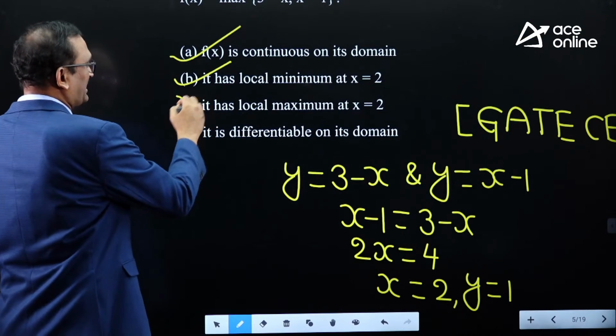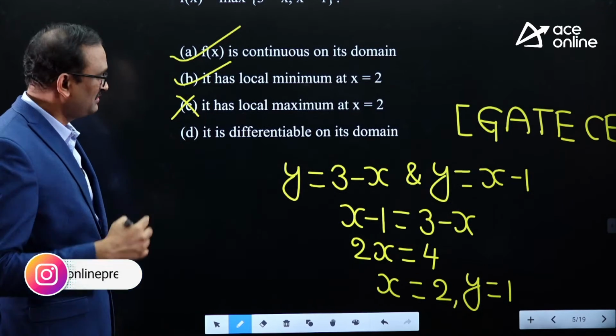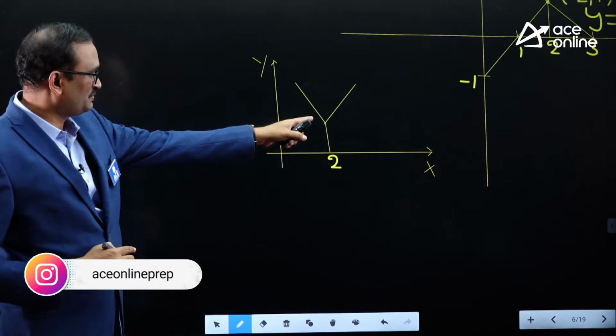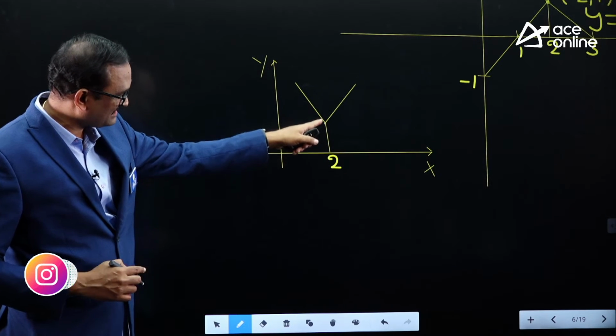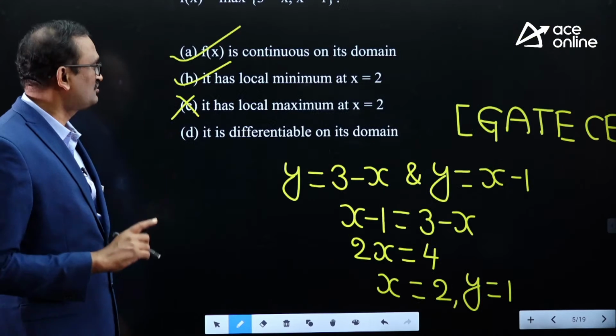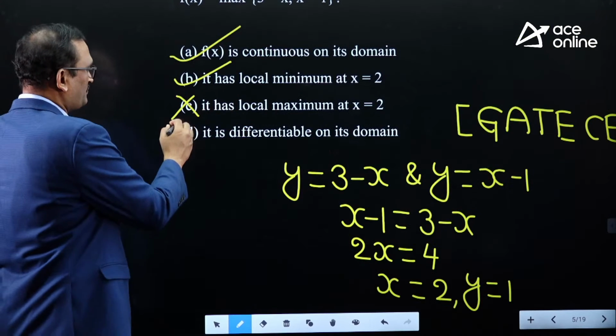It has a local maximum at x equal to 2. But this is not the maximum, this is the minimum value. This is the smallest height of the curve from the x-axis, so minimum at 2. Maximum at 2 is wrong. Next, option D is wrong.